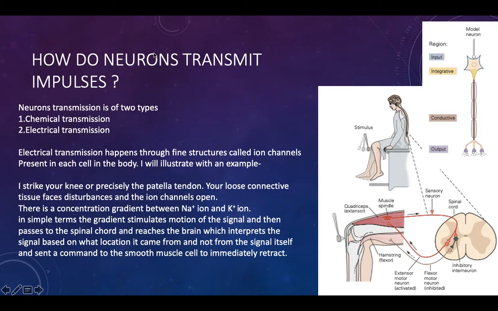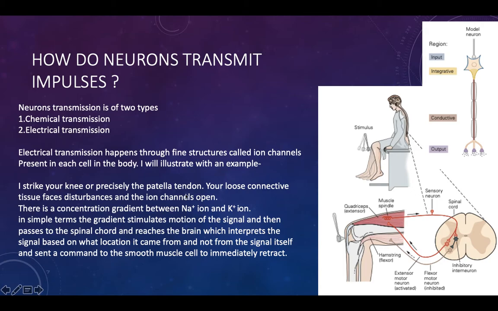Now, how do neurons transmit impulses? Here I have taken the example of a knee jerk reflex, which happens to be the fundamental of learning neural structure and neural transmission. If I strike your knee, or precisely the patella tendon, this blue tendon right here, it consists of loose connective tissue.